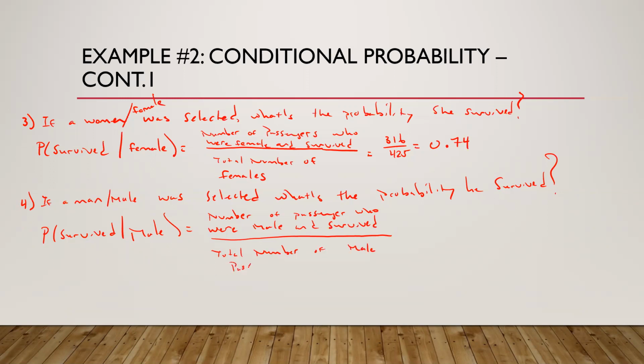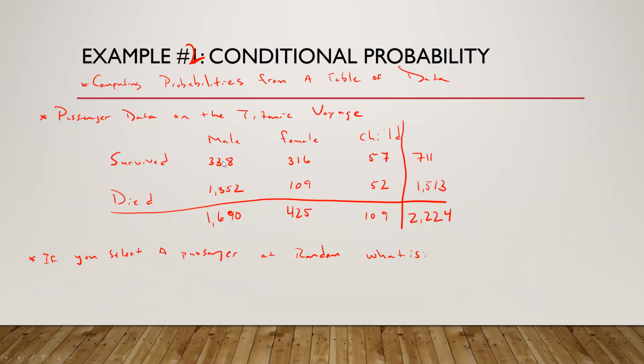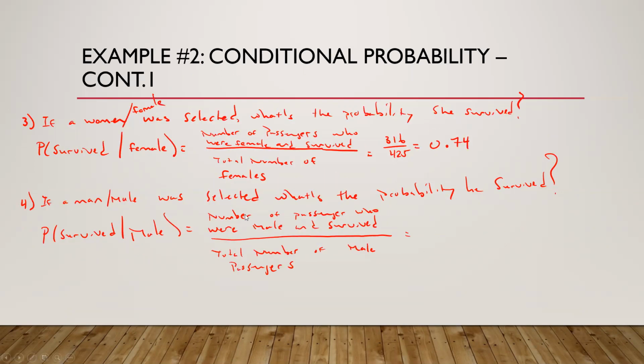Yep, and that's right in the chat there. So if you look back here, there were 338 males who survived. There were 1,690 total males. And so I think if you were to plug that in your calculator, it would be roughly 20% or 0.20.